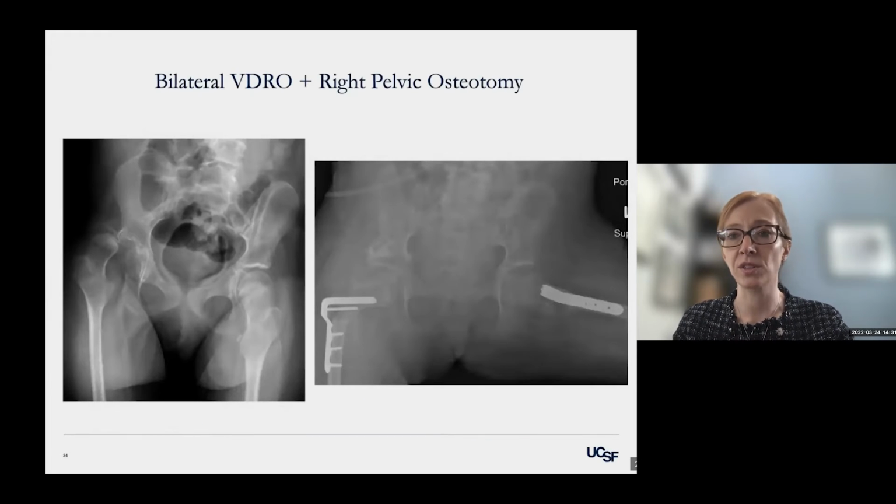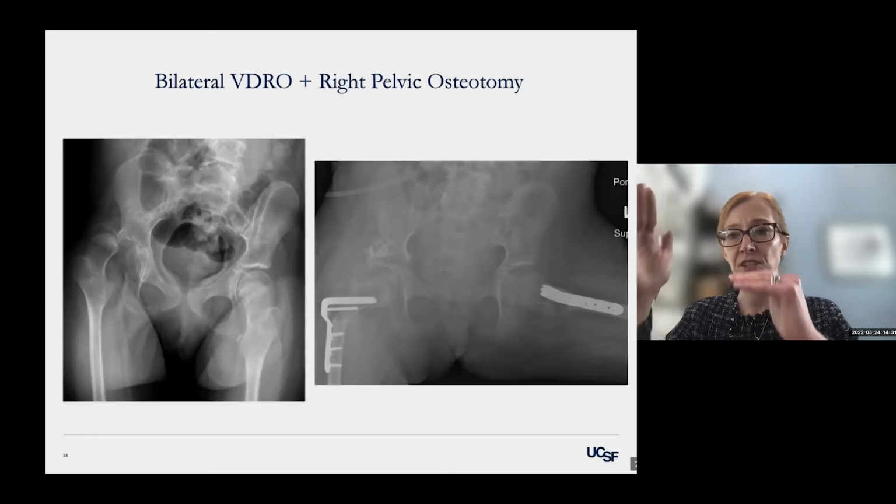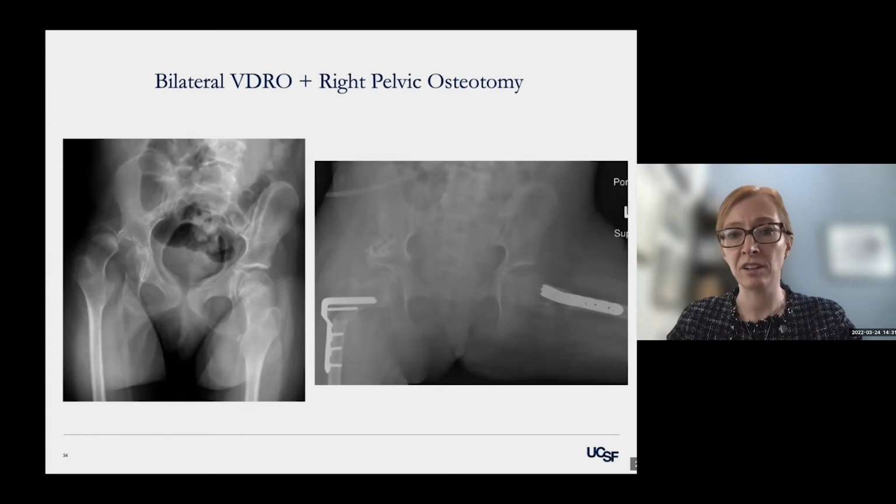So in the kids who are old enough and who have a hip that's at risk or out, we often do what we call a VDRO, varus derotational osteotomy of the femur, and a pelvic osteotomy. So this is an example of a hip that was out, but was able to be put back in by cutting and bending the femur down, and also covering the femoral head with the acetabular osteotomy as well.